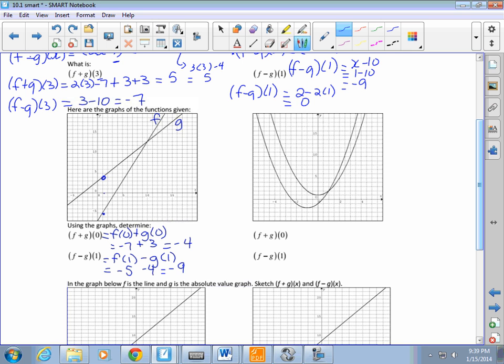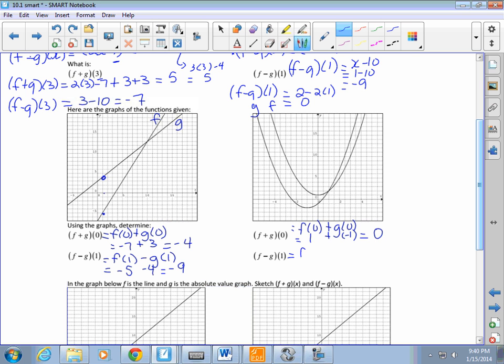Okay, so for this graph, f plus g of 0, it's the same thing. This is saying what is the f of 0 plus the g of 0. So if this is my g graph and this is my f graph, at 0, that's right there, so my y value is equal to 1. On the g graph, when my g hits a 0, then it equals negative 1. So 1 minus negative 1 is 0.